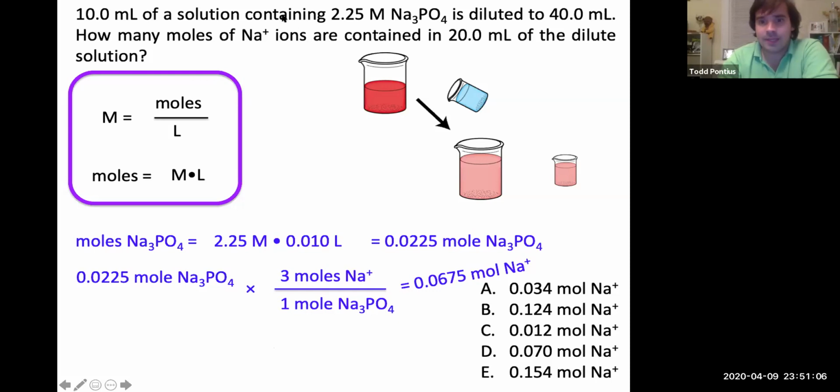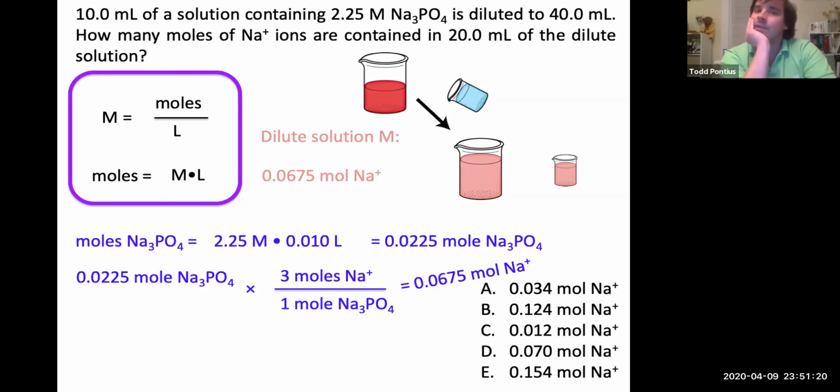Now, that's the number of moles in the solution. Our dilute solution has 0.0675 moles of sodium as well, because when we dilute it, do we change the moles of sodium or anything in there? No, we're just adding in more water. So our concentrated solution had 0.0675 mole of sodium, and our dilute solution will have the same. So now we can find the concentration of that dilute solution. It's 0.0675 mole of sodium divided by 0.040 liters, which gives us 1.69 molar of sodium plus.